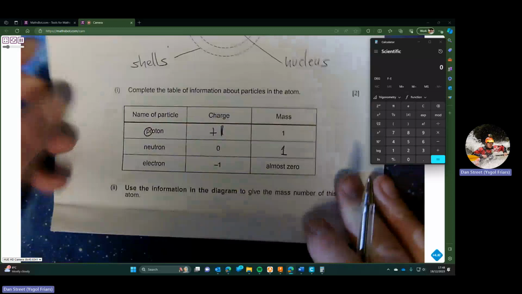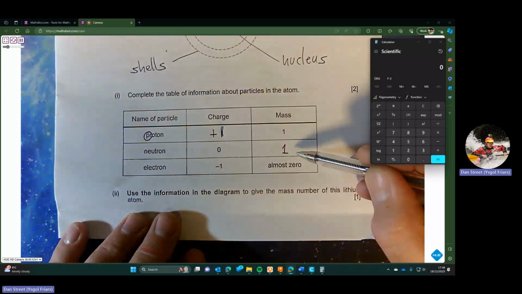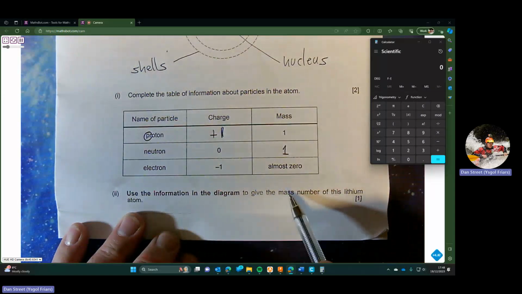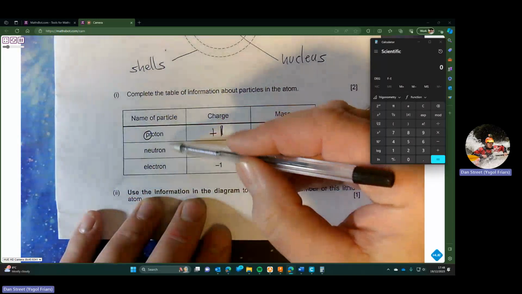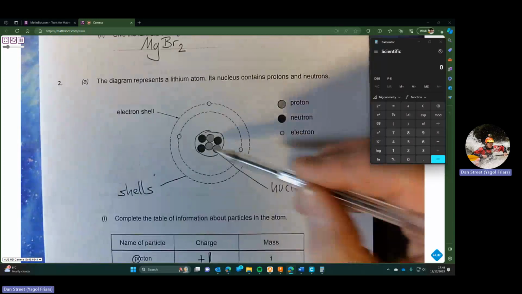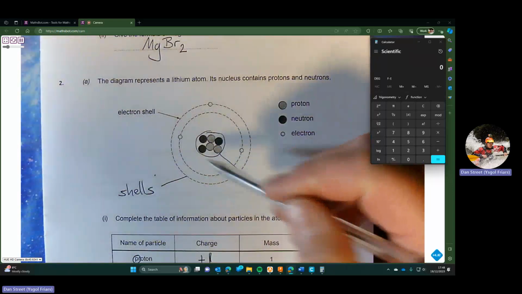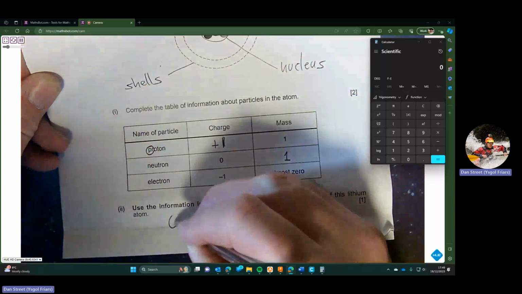Now having established that protons and neutrons weigh 1 each, this next question asks us to use the information in the diagram to give the mass number of this lithium atom. So if protons and neutrons weigh 1 each, and we've got 3 of each, that's 3 times 1 plus 3 times 1, which gives us a total mass of 6.